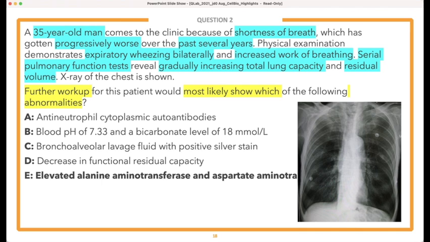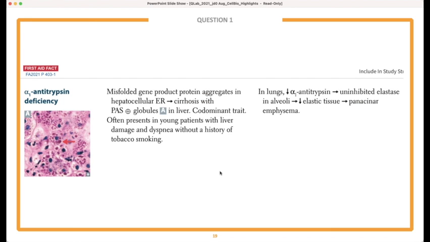Because of that, and because he's a young patient, one thing you want to think about is alpha-1 antitrypsin deficiency. He's likely to have what we call a pan-acinar lower lobe predominant emphysema because of alpha-1 antitrypsin deficiency. So let's take a look at the next slide and talk a little bit more about that. Alpha-1 antitrypsin deficiency is uncommon, but it's board fodder as well.